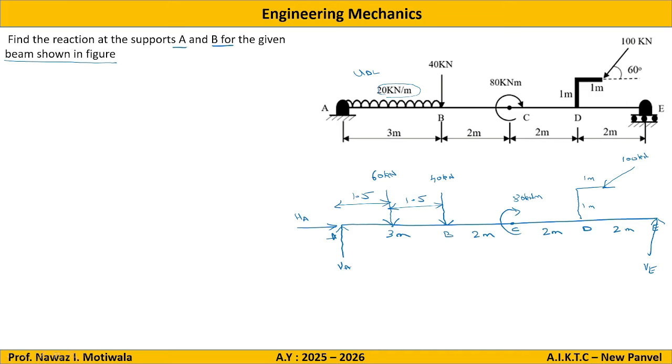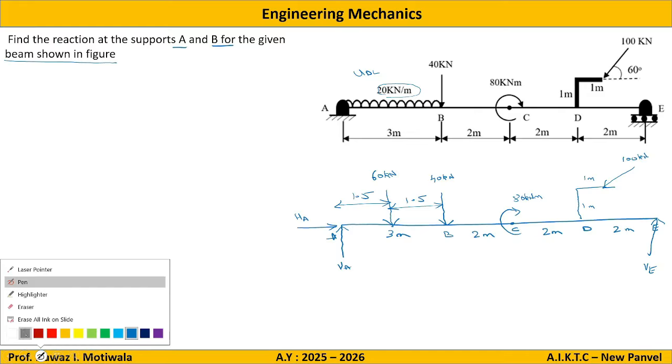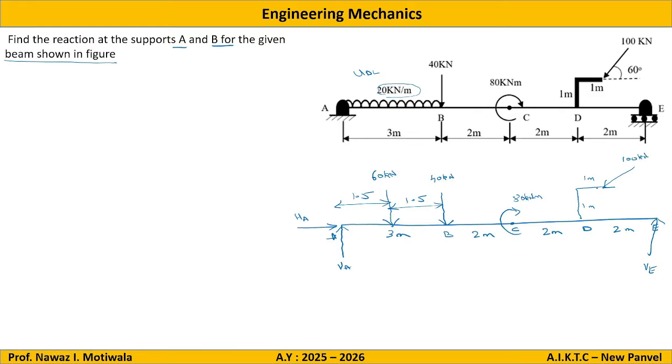Now we have completed our free body diagram, but before applying the conditions of equilibrium, all the inclined forces should be resolved. Here you can see there is one inclined force at an angle of 60 degrees. So this should be resolved.